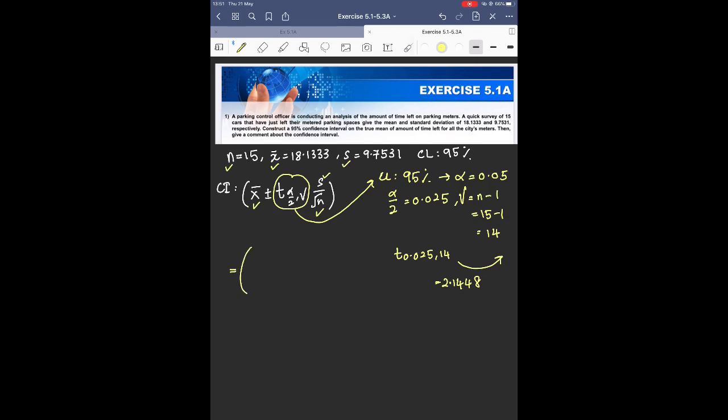x bar plus minus. So when you simplify this one inside the calculator, you will get the lower boundary and the upper boundary. Okay, the interpretation.